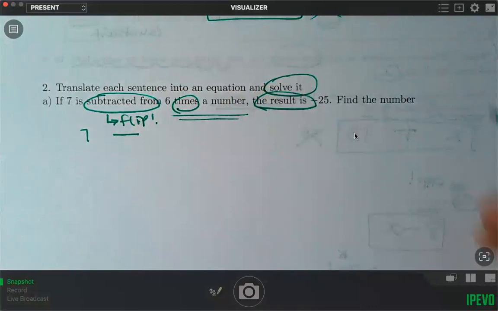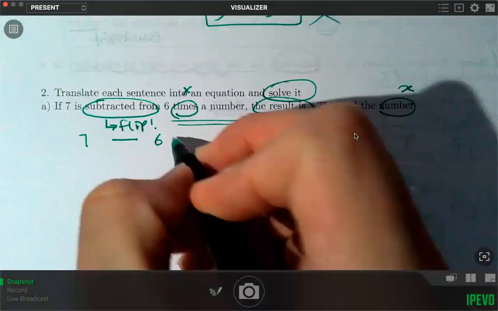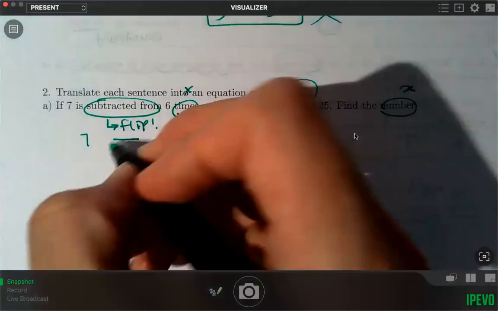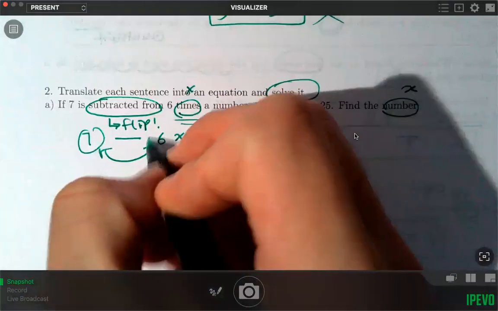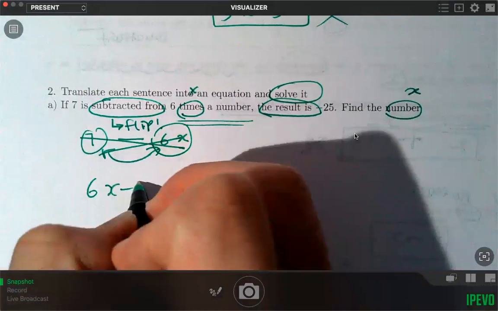Yeah, because a number is unknown, so set it equal to x, right? And so times means multiplication, so it's 6x. It seems like we have to have 7 minus 6x, but we have to flip it, right? Okay, so what do we have instead of that? 6x minus 7, yes.